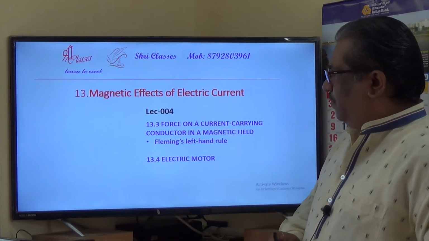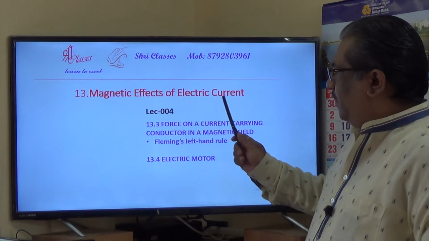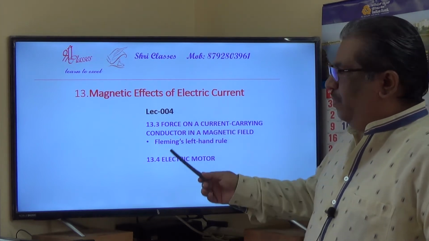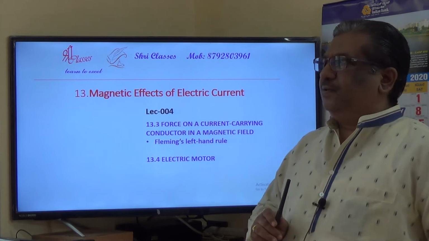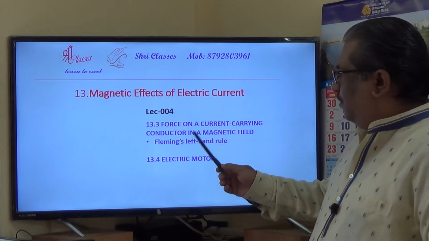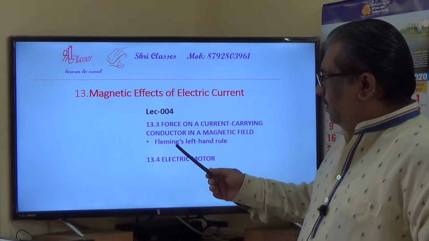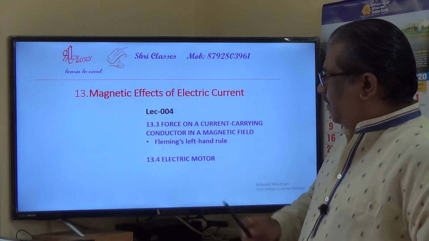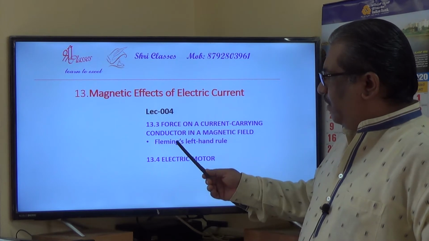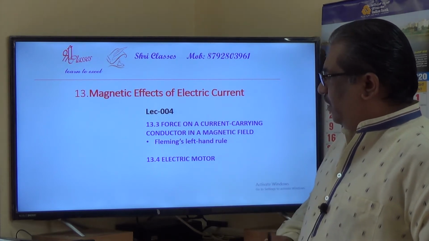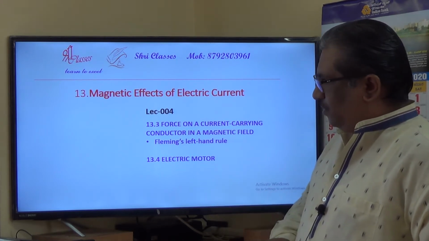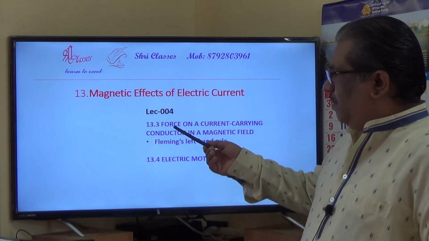Lecture number 4 will continue with magnetic effects of electric current. Two important concepts that we are learning today are force on a current carrying conductor in a magnetic field, and the direction of the force experienced by a current carrying conductor, which is identified by Fleming's left hand rule that we are going to study, and the electric motor, which works on the above principle.